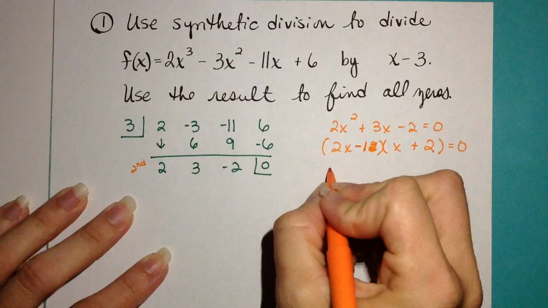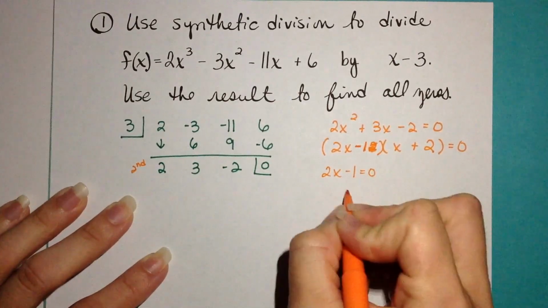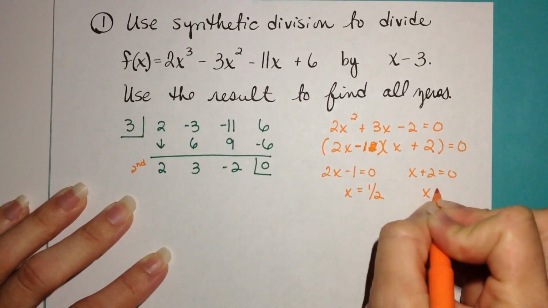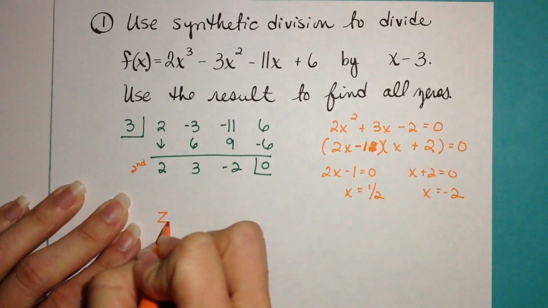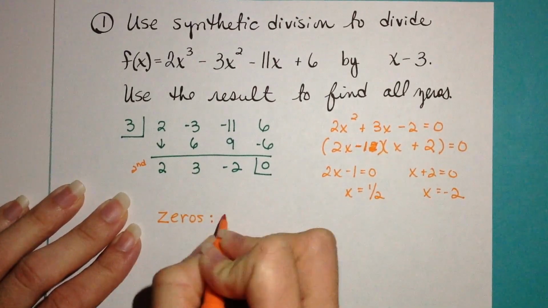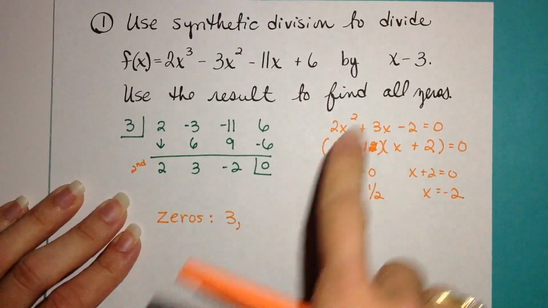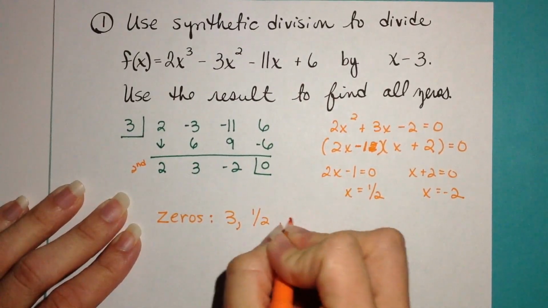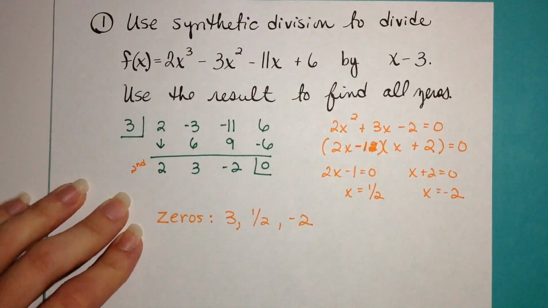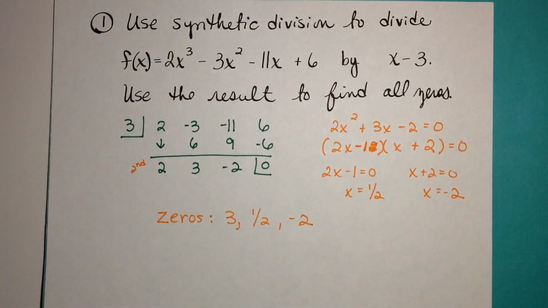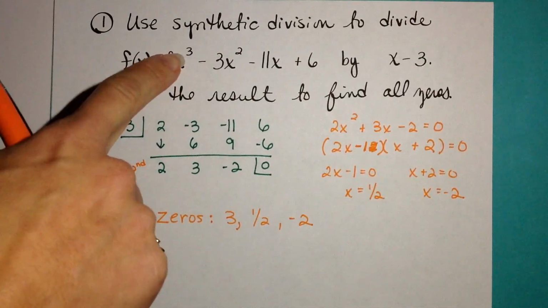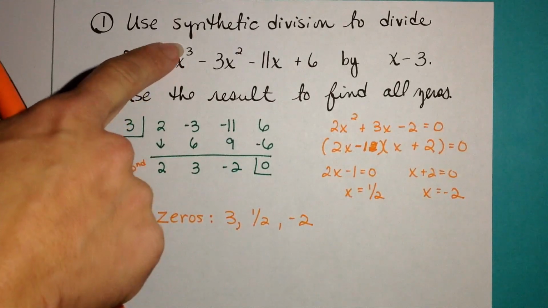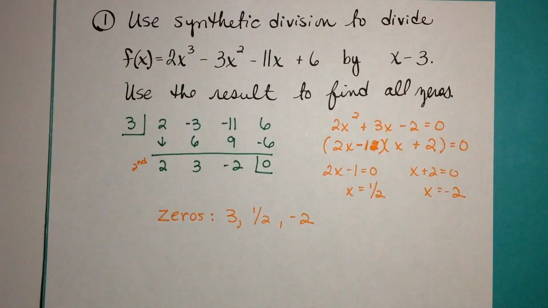Okay, so now if I solve each of these factors, that means my zeros are, of course, the 3 that I found because of the x minus 3, and then I found the 1/2, and I found the negative 2. So there are the remaining zeros. Another thing, if you remember, whatever the degree is, that's how many answers or zeros you'll have. Since I have an exponent of 3, I've ended up with 3 answers.